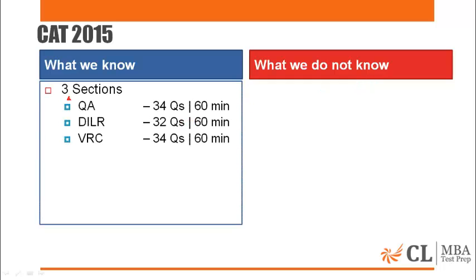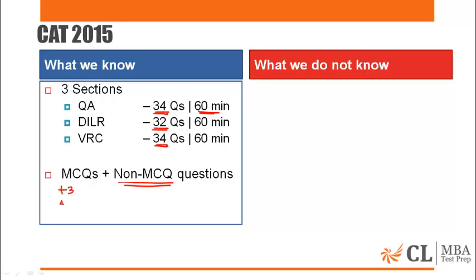We know that there are going to be three sections. The sections will be timed, QA will have 34 questions, DILR will be 32 questions, the verbal section will have 34 questions. We also know that this time, for the first time, there will be non-MCQ questions. And we also know that there is a +3 -1 for the MCQ questions in terms of marking. Non-MCQ is +3 and there is no negative marking. We also know that in the DILR section, or maybe even for quant, we'll be given an online calculator.